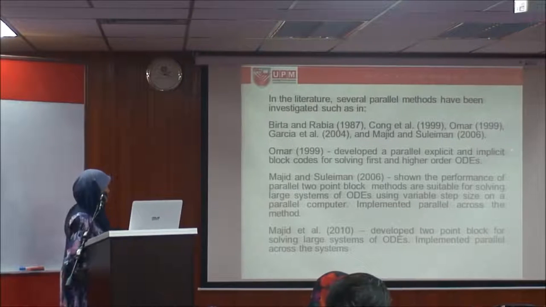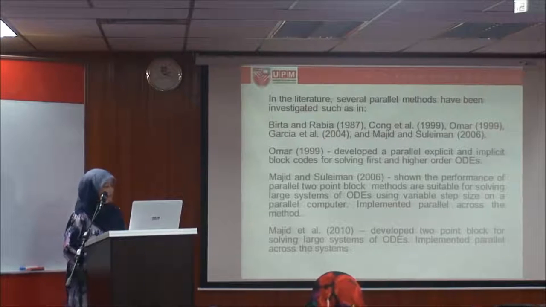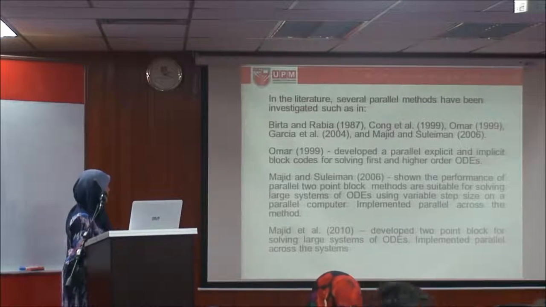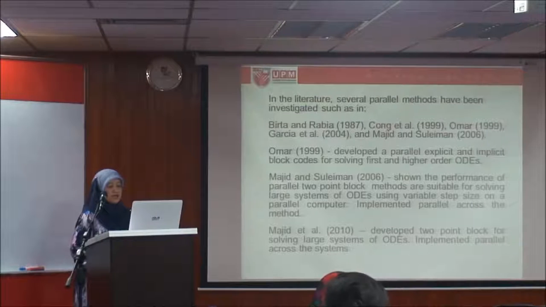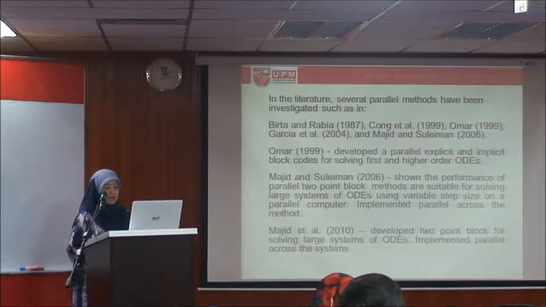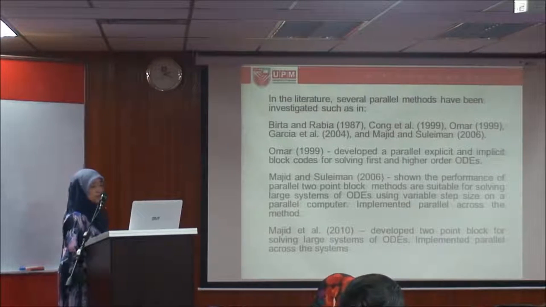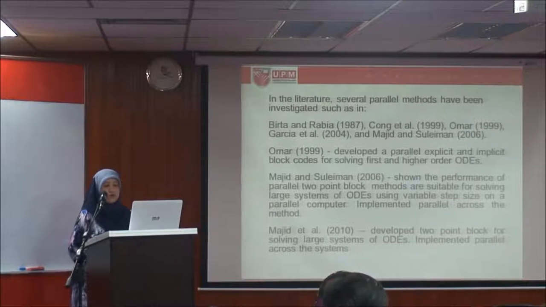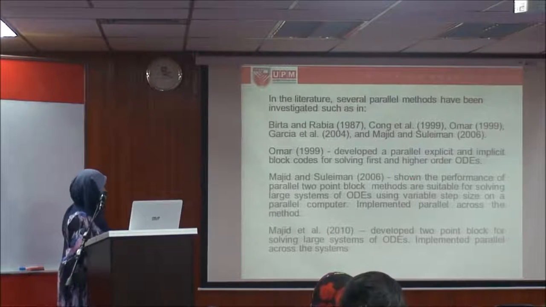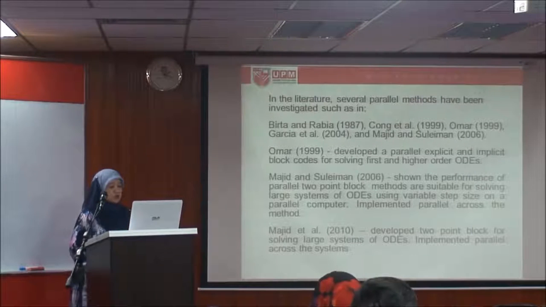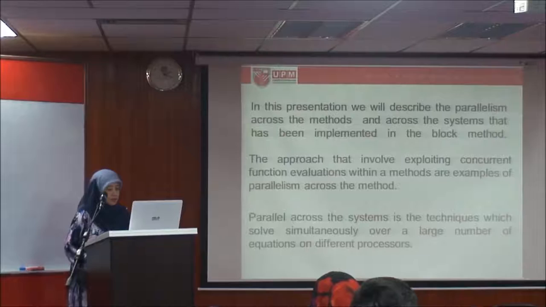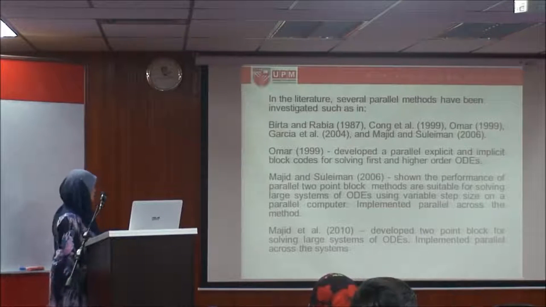So we did a study of the parallel methods. In 1999, Omar developed parallel explicit and implicit block codes for solving first and higher order ODEs. That means he developed his own coding, and he even solved for first and higher order, but in this example I would like to show you only the first order ODE. Then in the research that we have done, we have shown that the performance of the parallel two-point block methods is suitable to solve large systems of ODE using variable step size on a parallel computer.